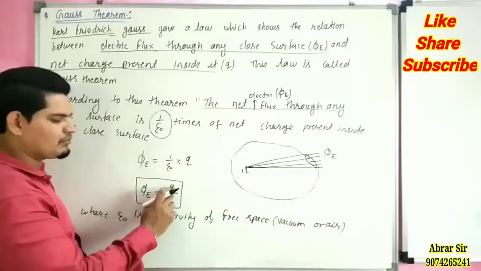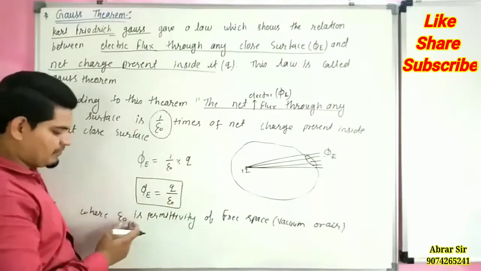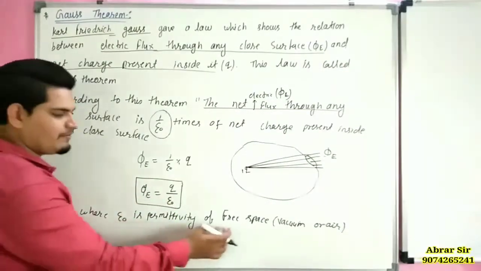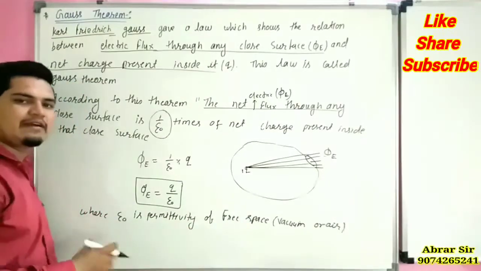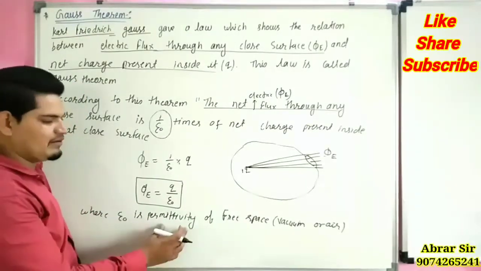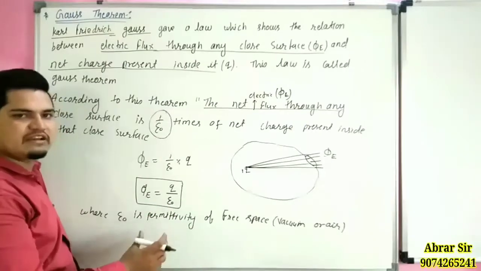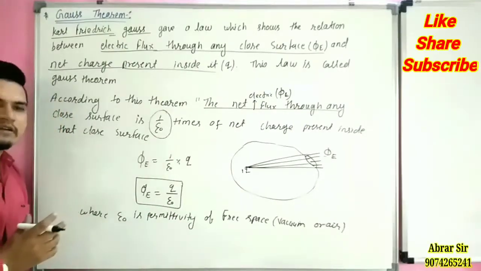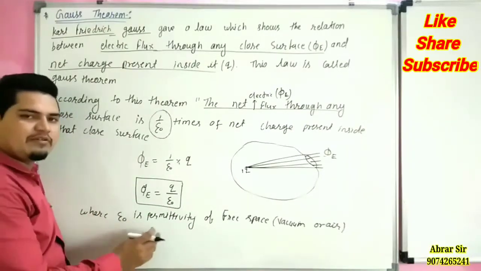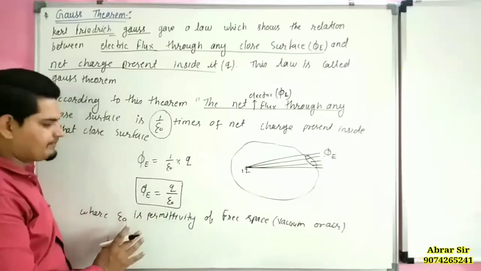So phi equals Q upon epsilon, where epsilon is the permittivity of free space, or we can say air or vacuum. It is the constant permittivity of the medium, the permittivity of space or air.